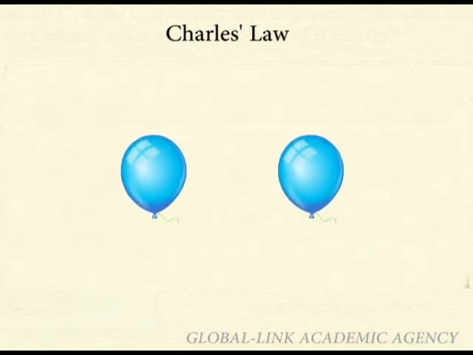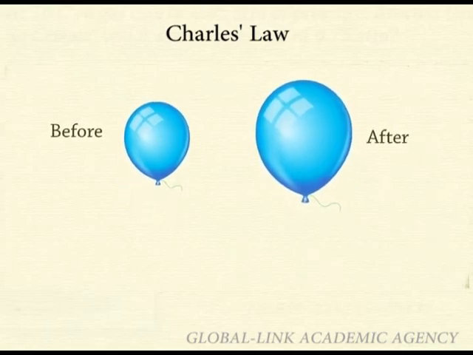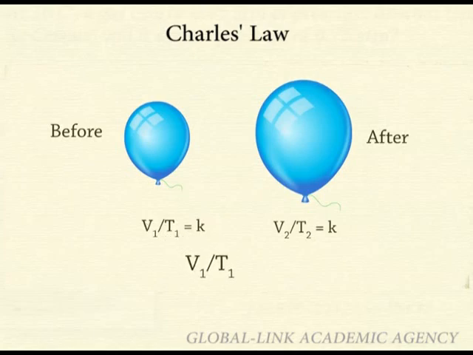Very often, Charles' law is used to compare two situations, a before and an after. In this case, we can say V1 over T1 is equal to K and V2 over T2 is equal to K. So you can write Charles' law as V1 over T1 is equal to V2 over T2.